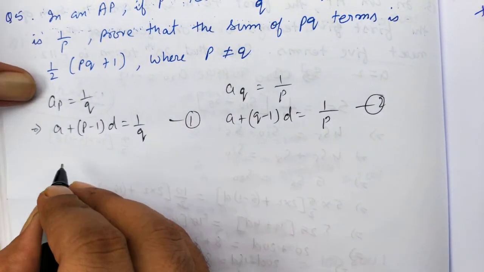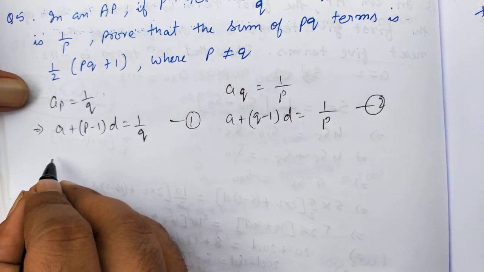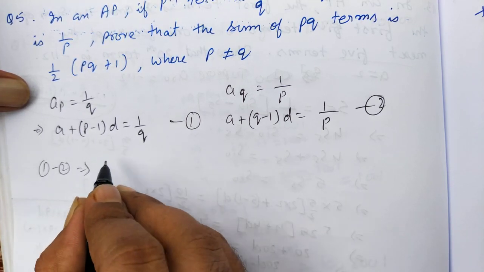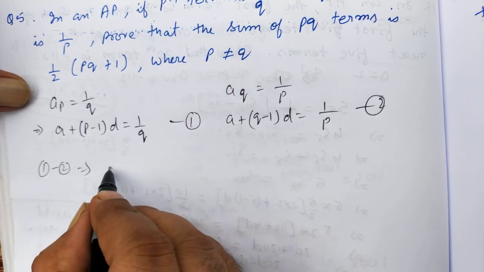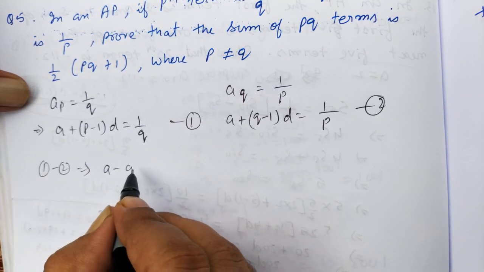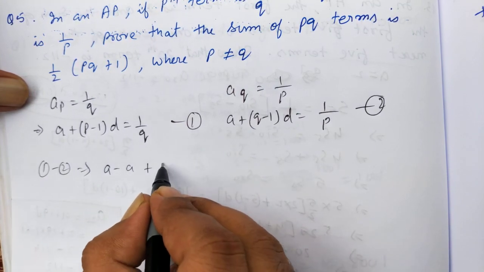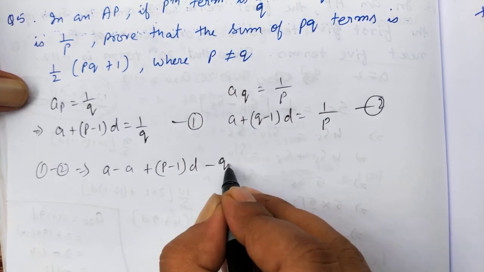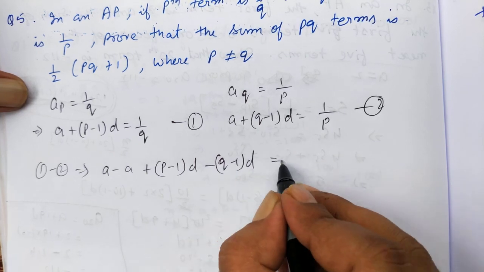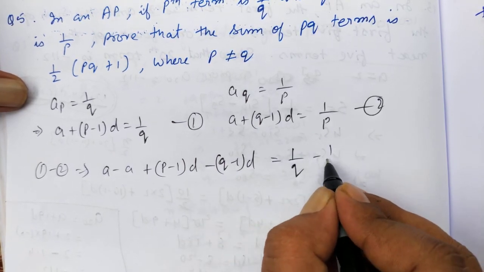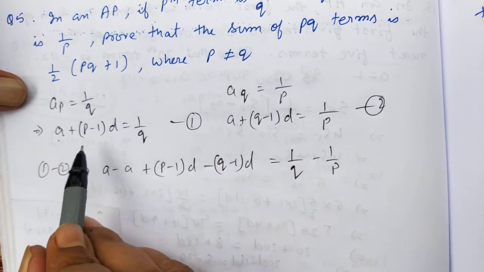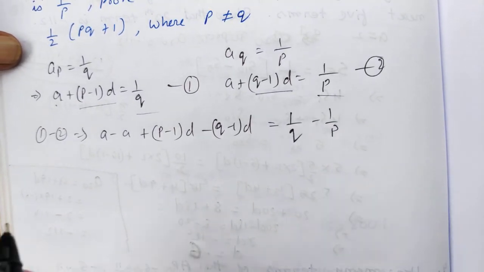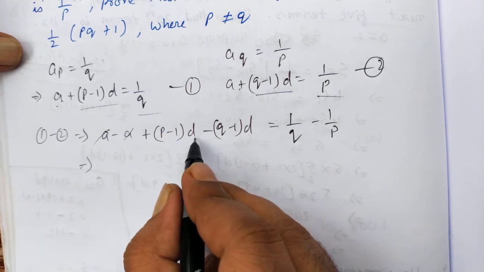Now subtract equation 1 and 2. Equation 1 minus 2 implies, so I'm subtracting a minus a, plus p minus 1 d minus q minus 1 d equal to 1 by q minus 1 by p. So this minus this, this minus this, this minus this. We're subtracting 1 and 2, so a minus a is gone.